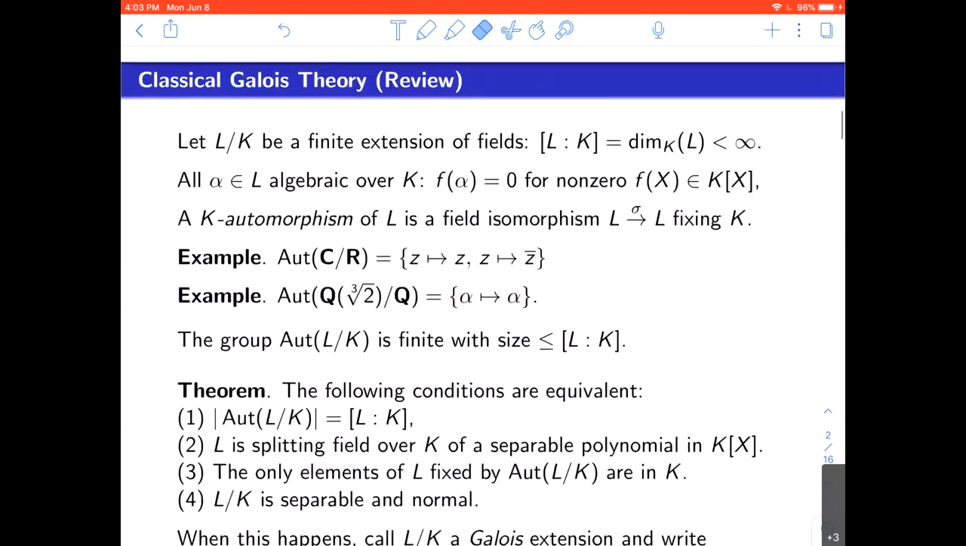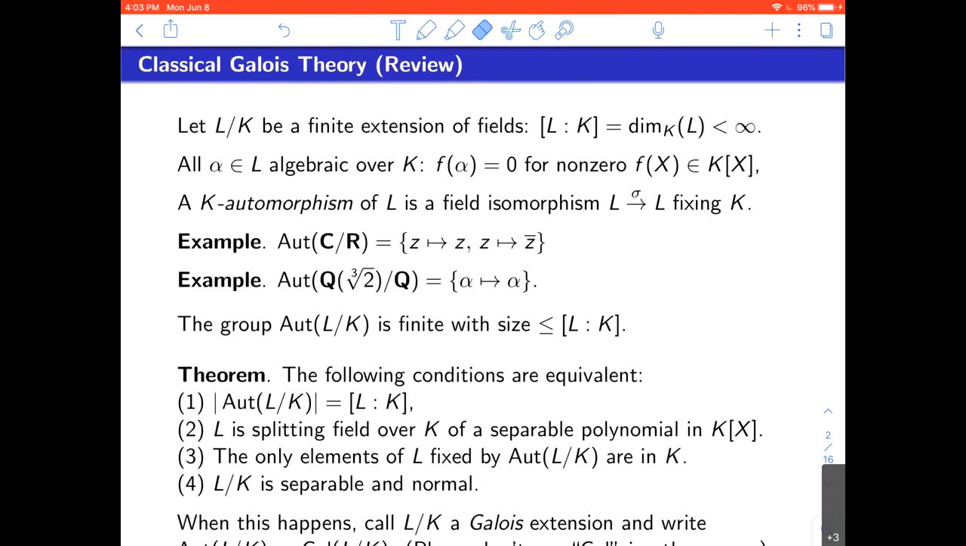So to begin, since this is a course on infinite Galois theory, I am going to have to assume that you've seen ordinary Galois theory. It's just too much material otherwise, but I'll have a little bit of a refresher about some key points. But if you've never seen Galois theory, enjoy.